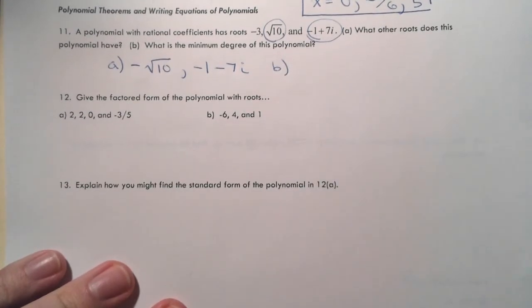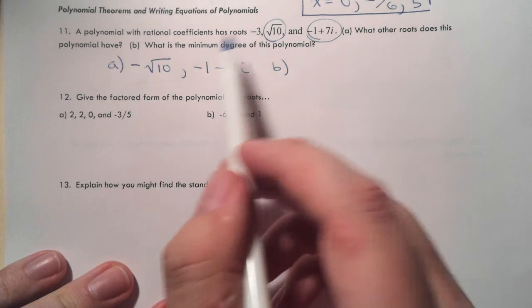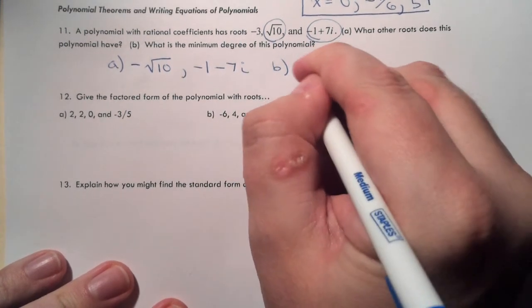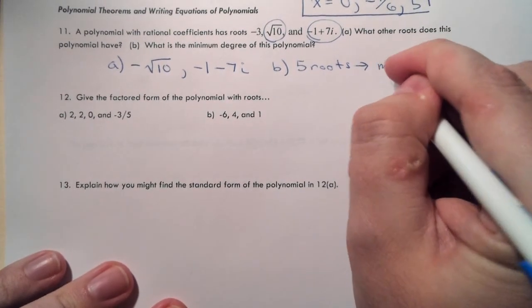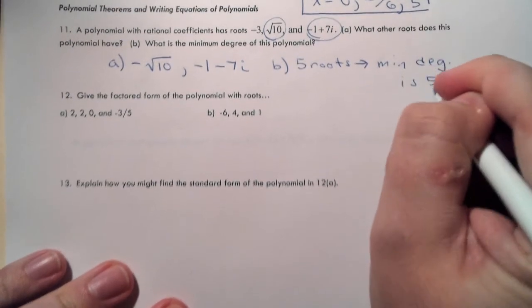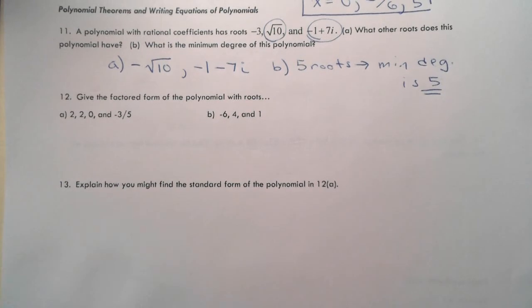So then, the question is, what is the minimum degree of this polynomial? Well, I now know that I have 1, 2, 3, 4, 5 roots. 5 roots would imply that the minimum degree is in fact 5. And it is that simple.